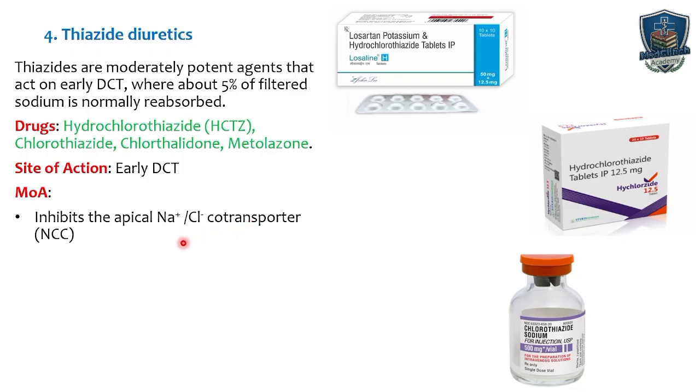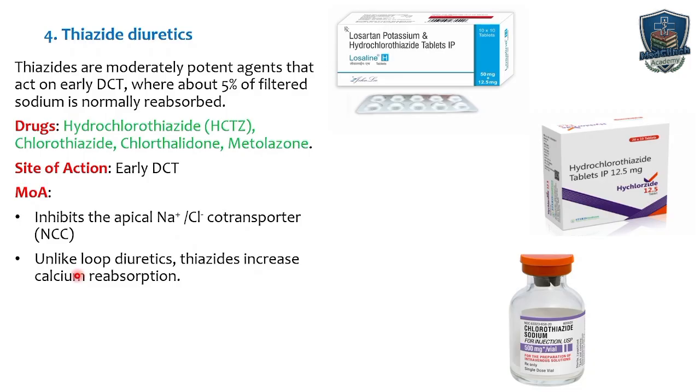Yeah, that's how it happens. The apical sodium chloride cotransporter. So unlike loop diuretics, thiazides always increase calcium reabsorption. I explained in my previous slide how this happens. So if you haven't watched, please go backwards and watch how I have explained what happens in the early distal convoluted tubule, how the calcium retention happens, especially when it comes to using these drugs.